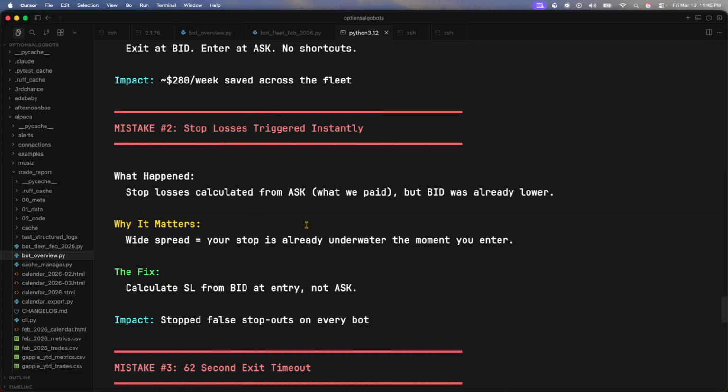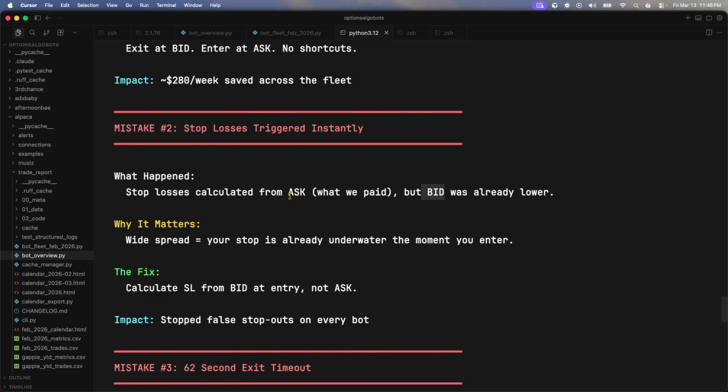The second thing is a stop loss that would almost trigger instantly. The reason is that we were basing the stop loss off of the ask price, what we paid, and not on the bid price, which is what we're going to be exiting on. Now, I know that may make sense. There is a school of thought that says, let me just base it off my actual cost basis, and I want to stop out once it goes lower. I'm not arguing with that.